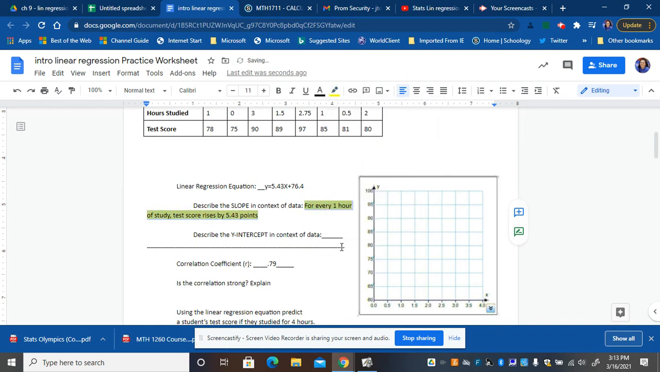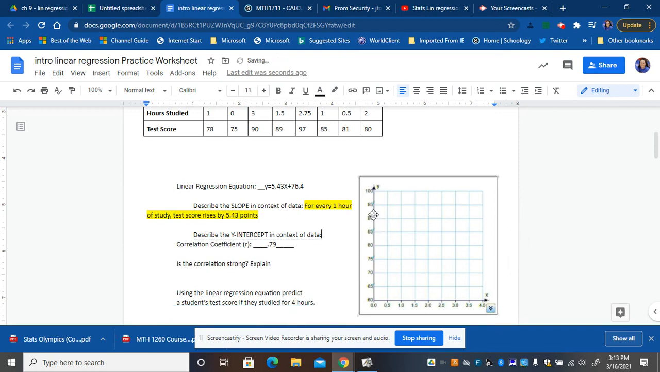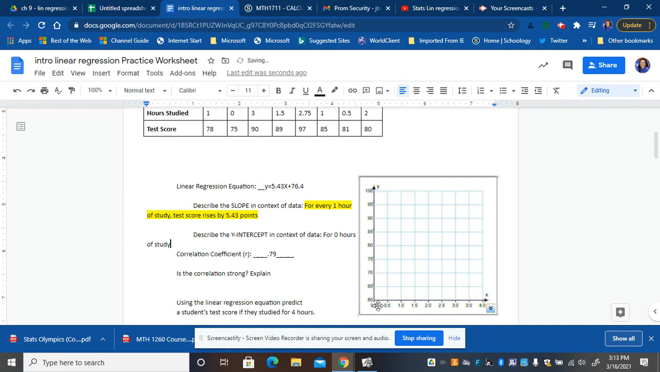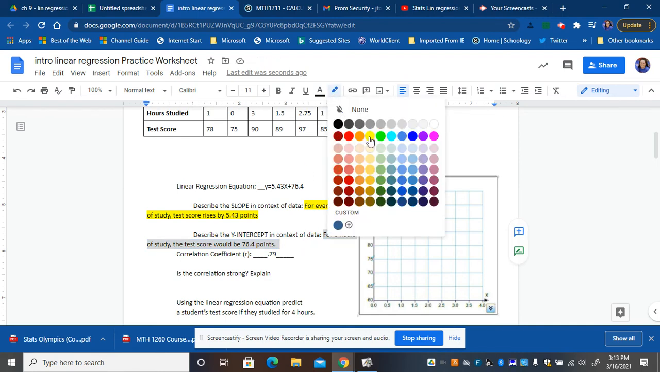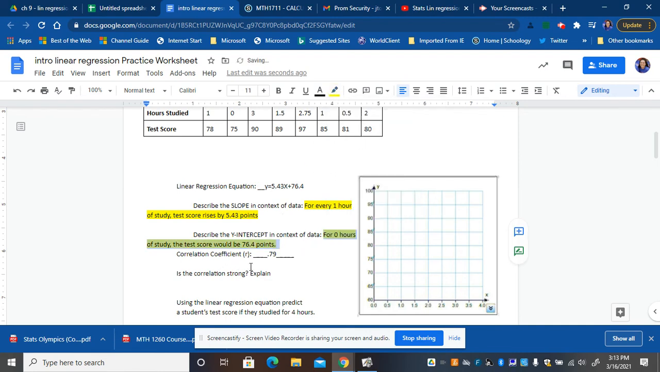To describe the y-intercept in context, remember the y-intercept is on the y-axis. So how many hours did this kid study? 0 hours. So for 0 hours of study, the test score would be 76.4 points. So that kind of makes sense. If a kid didn't study, their average score, we would expect them to be about 76.4 points.